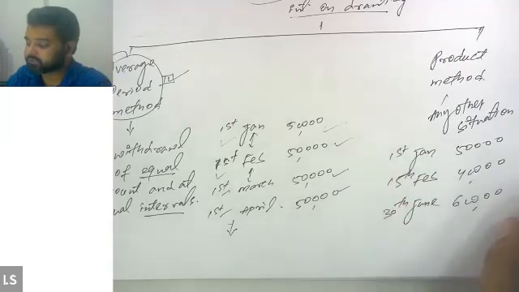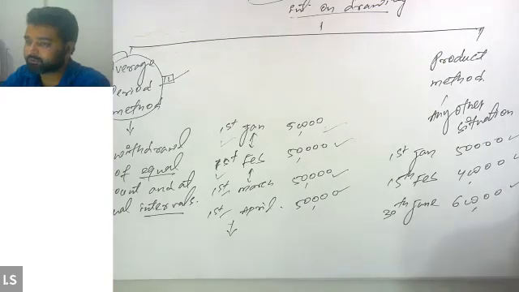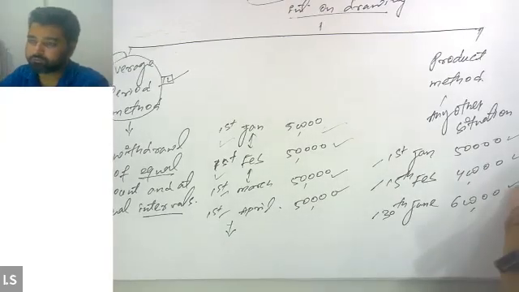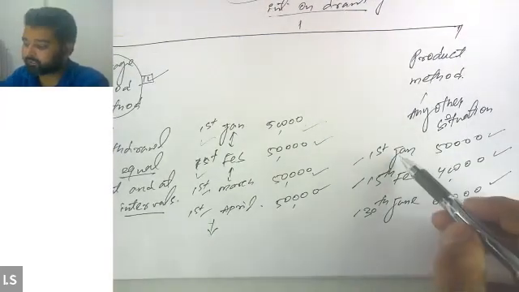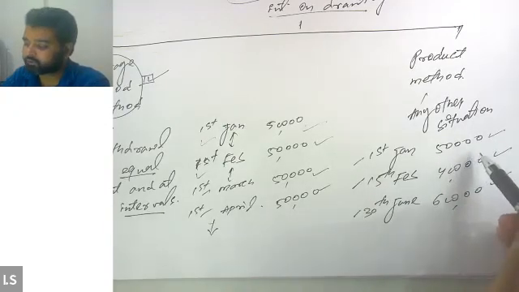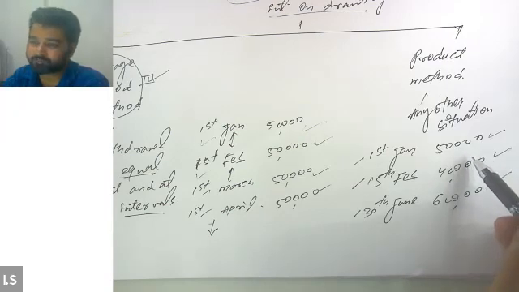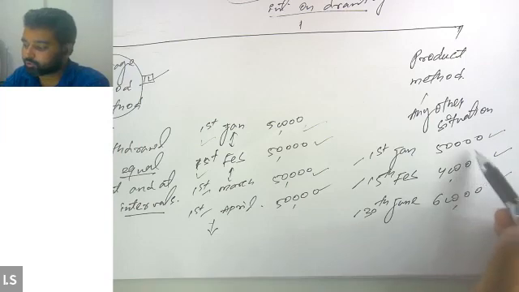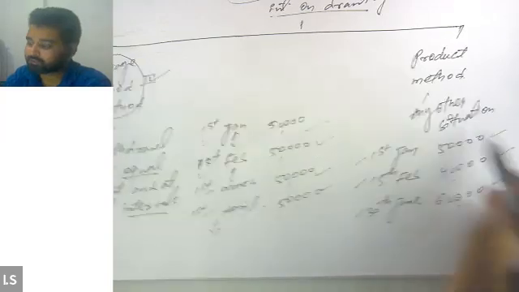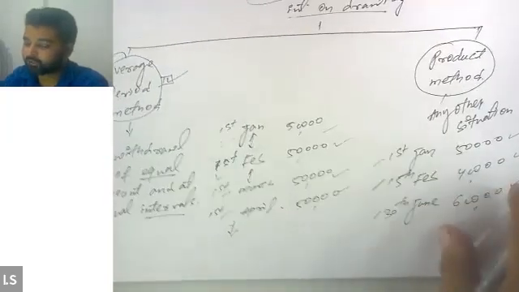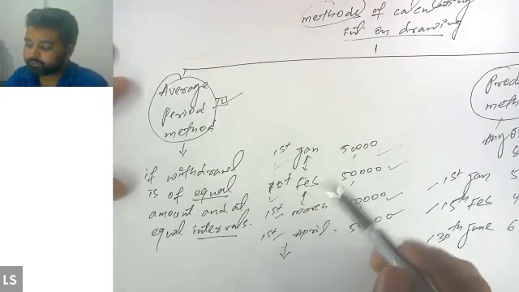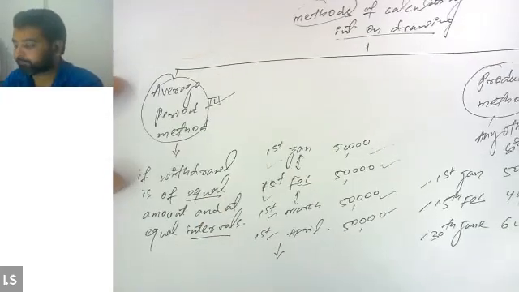Here in this case, you can see the amount is different as well as there is no equal interval between the withdrawals. Withdrawals have been made on different dates, plus there is an unequal amount that has been withdrawn by the partner. So when there is unequal interval with unequal amount of drawing, in such a situation, product method gets applied. Otherwise, if amount and interval both are equal, in such a situation, average period method will be applicable.